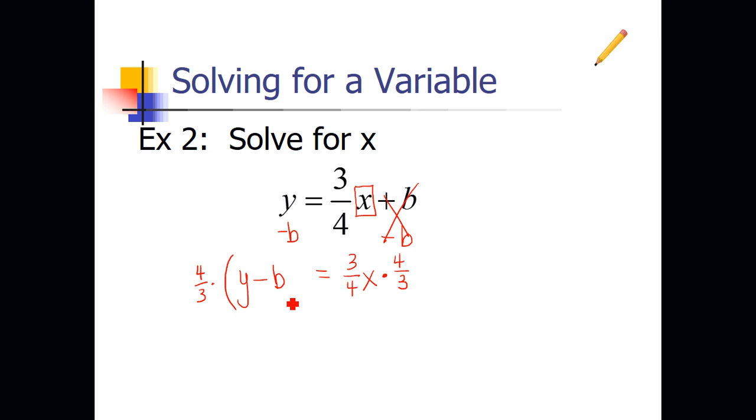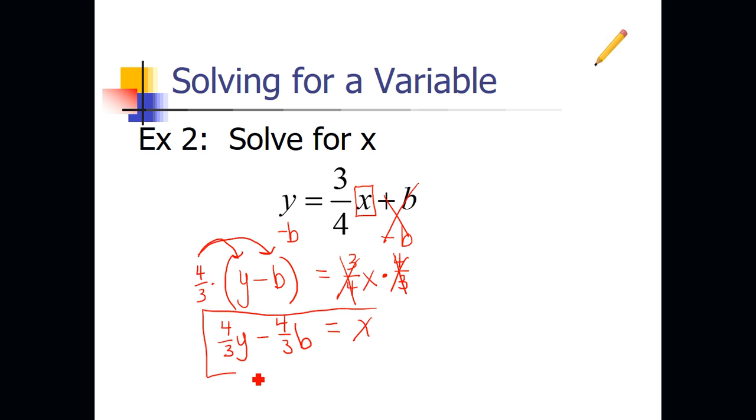Now remember, I have to multiply this whole expression by 4/3. This side, 4/3 and 3/4, would multiply to make 12/12, which would make 1, so it's 1x. And here I need to distribute 4/3 to both of those terms, giving me 4/3 y minus 4/3 b. This is the new equation where x is isolated or alone. So we undo everything we see with that x or near that x to try to get him by himself.